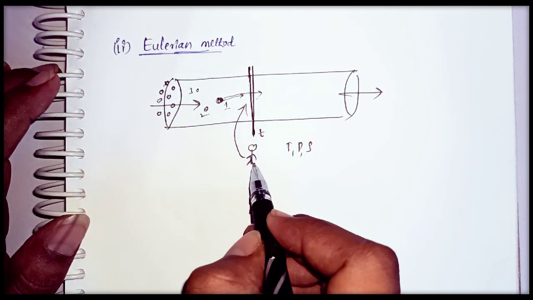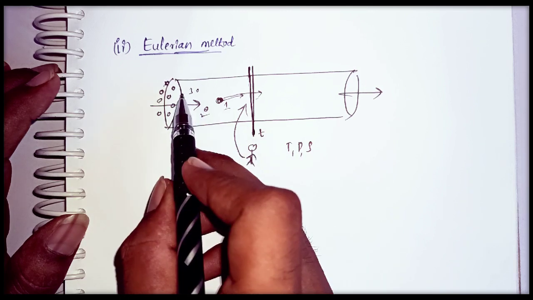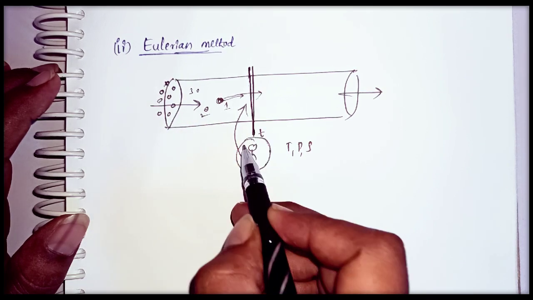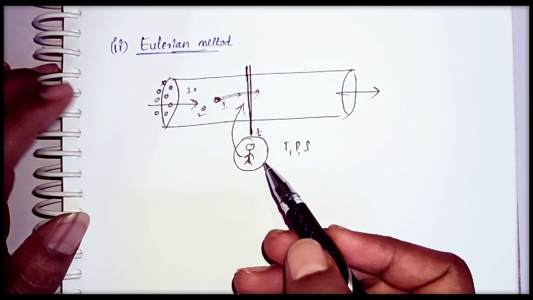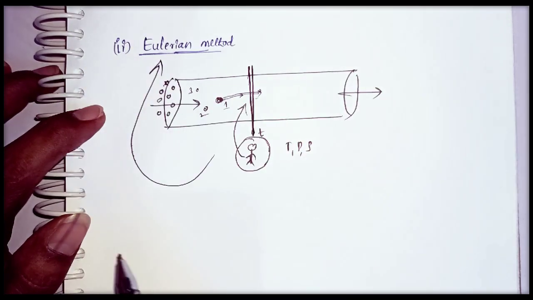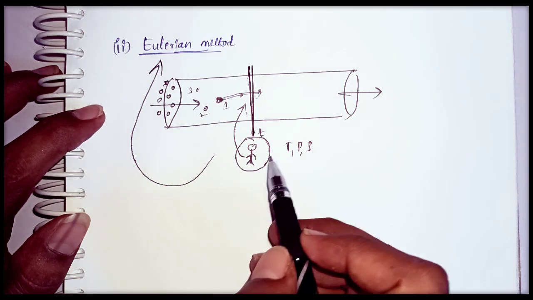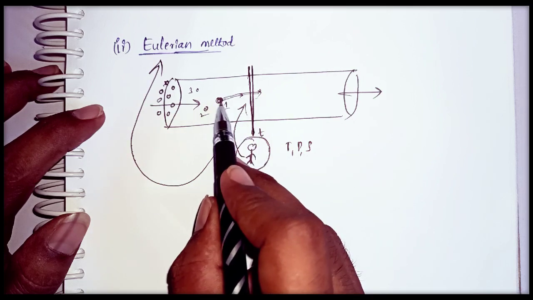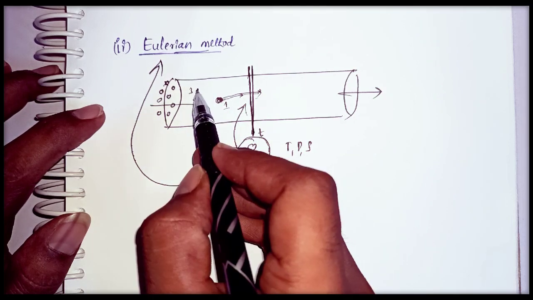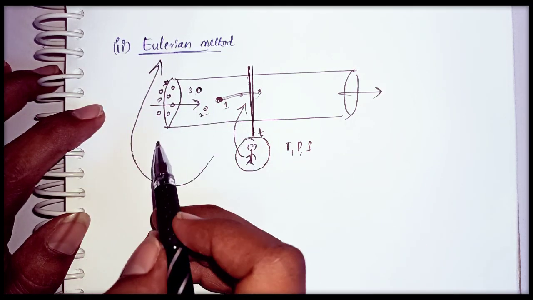You are not moving anywhere in this Eulerian method. You are standing at a fixed position. You are analyzing each and every point which is crossing this boundary. This is the method given by Euler. Because here you are not moving anywhere, you are not taking any risk to analyze each and every fluid particle, so it is easier than the Lagrangian method.